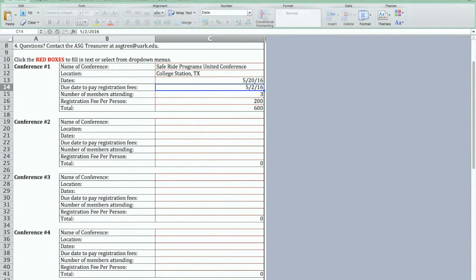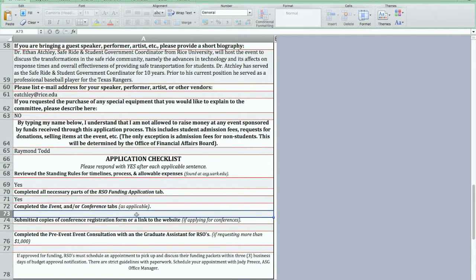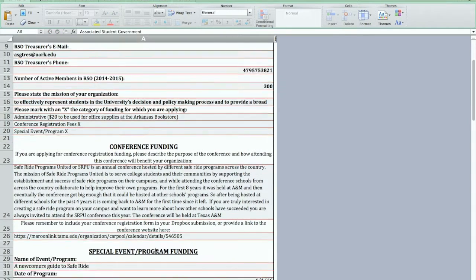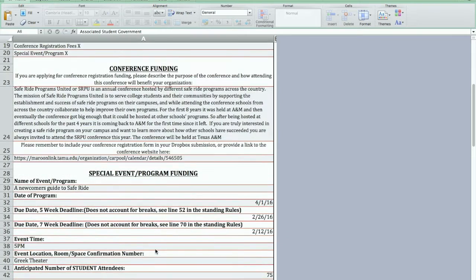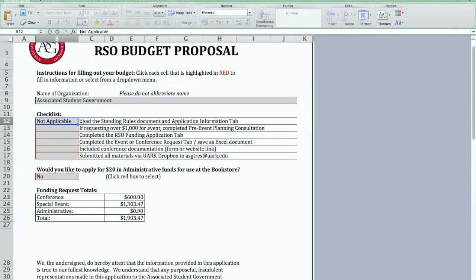Okay, so then we are going to go back to the funding application tab. We have completed both the event and the conference tabs, so we're going to put yes. We submitted copies of the conference registration form or a link. We provided a link, so we're going to go ahead and put yes to that. And I haven't met with Amber yet, but we're going to go ahead and assume that you are going to schedule a meeting with Amber and meet with her prior to submitting the budget. And so this entire event, or the RSO funding application page, is complete.